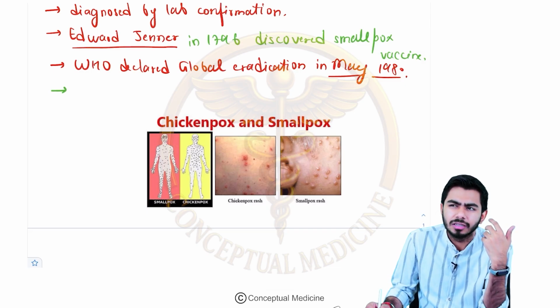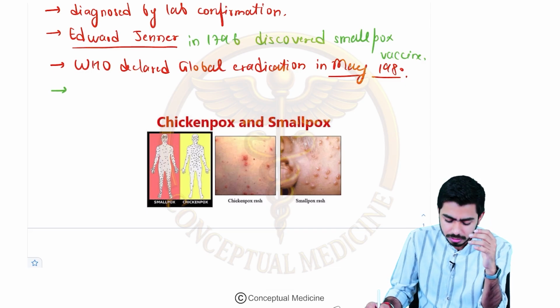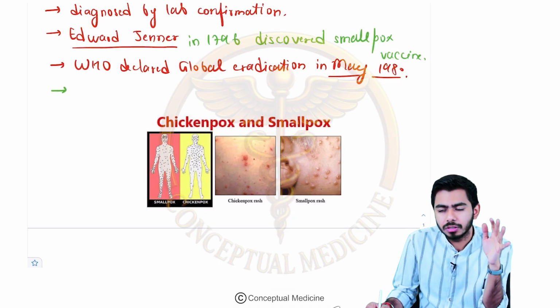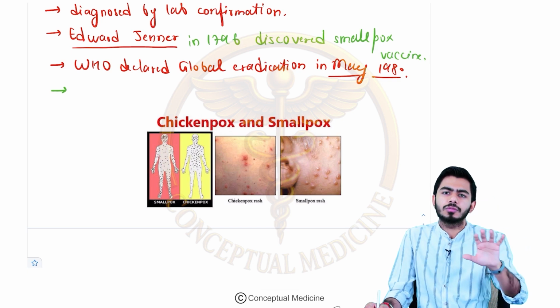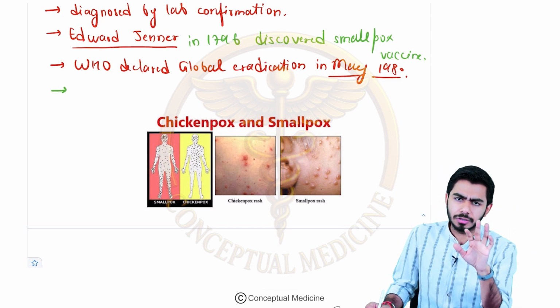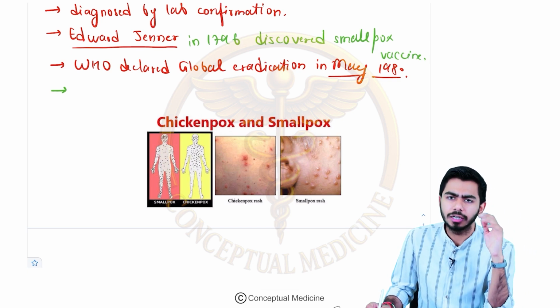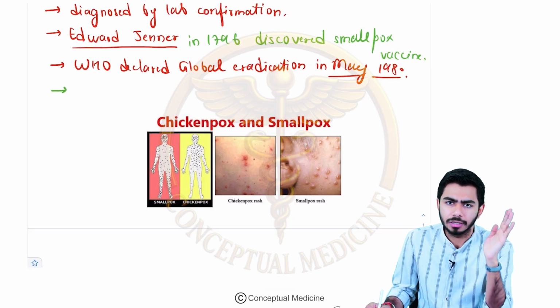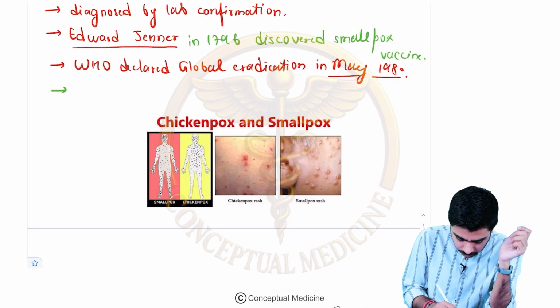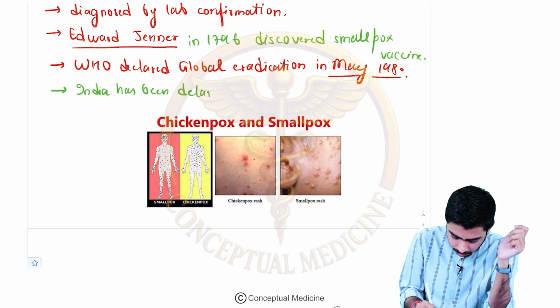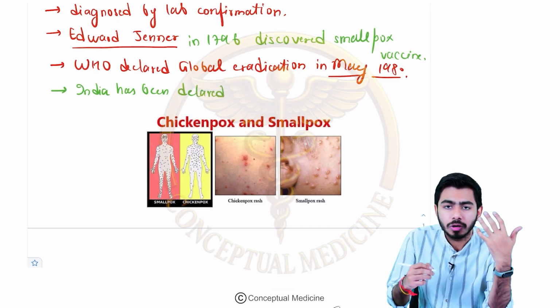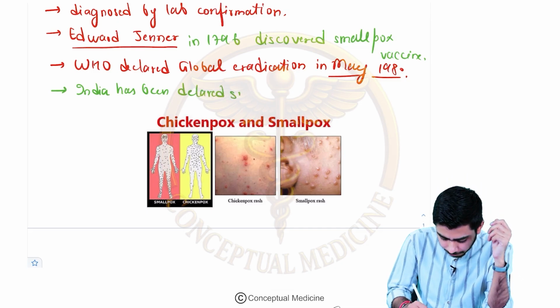In April 1977, India declared smallpox eradicated. So India was declared a smallpox-eradicated country in 1977, and finally in May 1980, WHO declared global eradication. Okay, so India has been declared a smallpox-eradicated country.